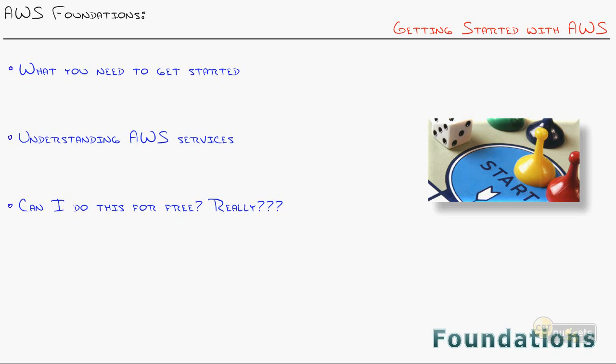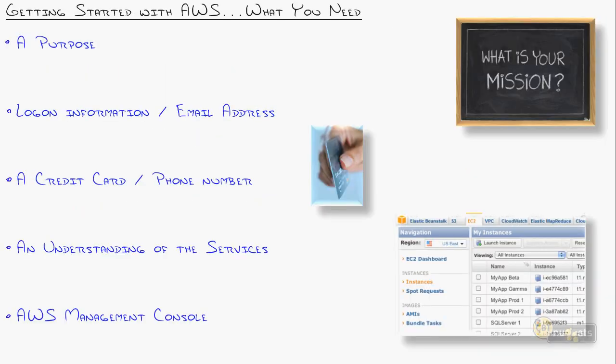I want to talk about what you need to get started, which is actually a little more than you may think. Understanding Amazon Web Services. What are the core services? This is the meat of this nugget: here's what you can do with AWS. And then I really want to answer the question, can I do all this for free? Do I have to pay anything to get started? The short answer is yes.